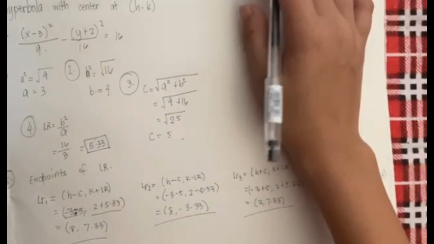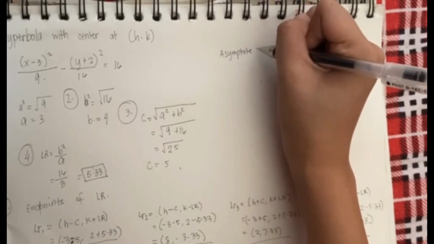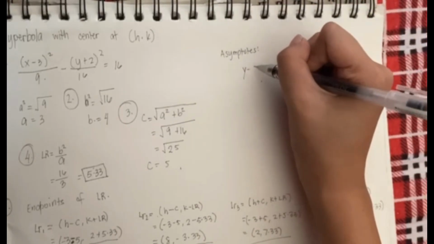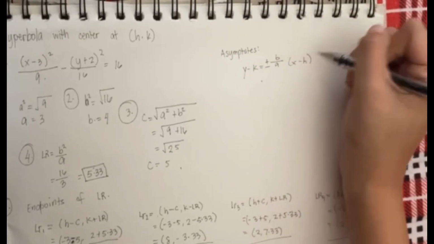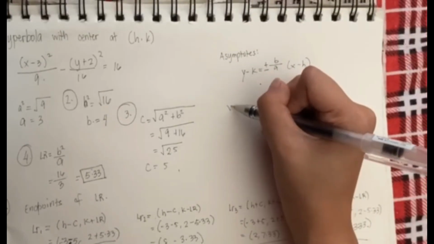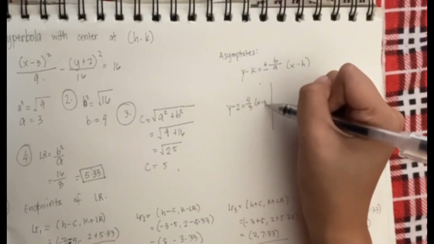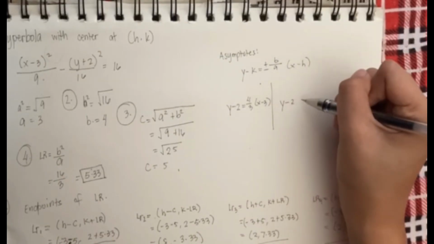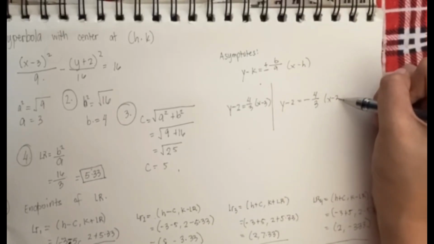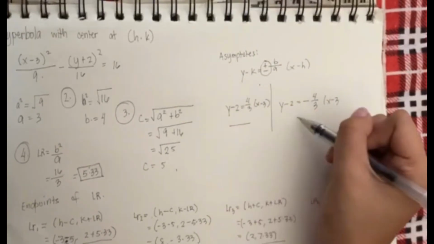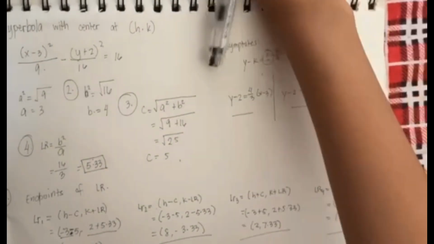And now that we're done with the endpoints of latus rectum, let's move on to asymptotes. So the formula would be y minus k is equal to positive and negative b over a times x minus h. And then after you have to substitute, so that will be y minus 2 is equal to 4 over 3 of x minus 3, and the other is y minus 2 is equal to negative 4 over 3 times x minus 3.